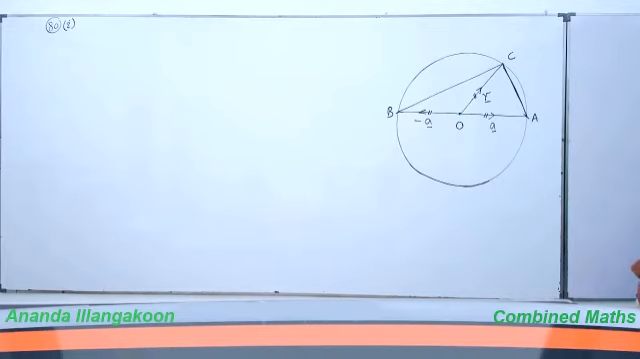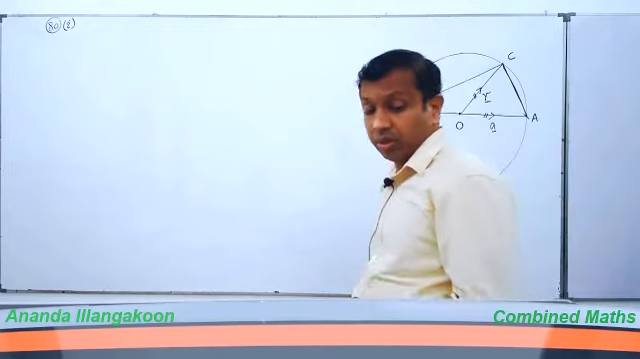Write down now. Let us join the points capital A and capital B to a point C on the circle. Okay. Now people, we can write.